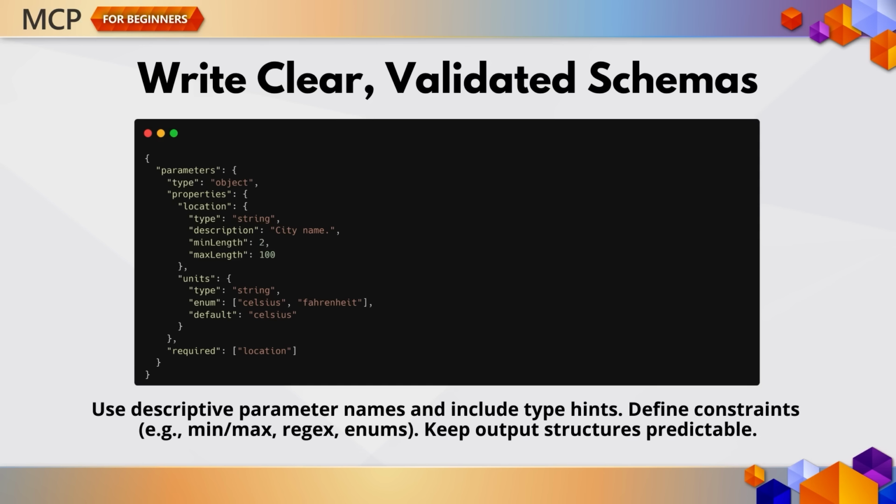A well-designed schema is a gift to both your model and your users. Always provide clear descriptions for your parameters. Define constraints like min-max values or allowed formats, and keep your return structures consistent. This helps the model understand how to use the tool properly and reduces unexpected errors when tools are invoked.